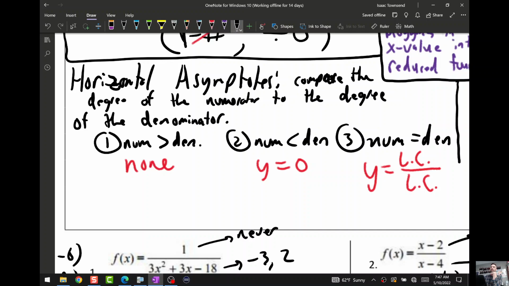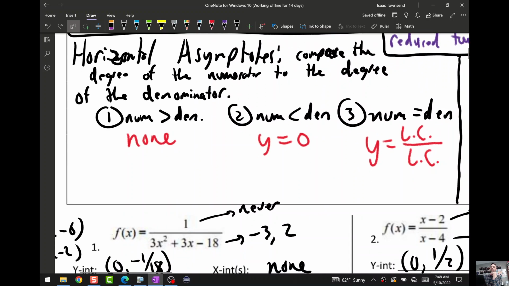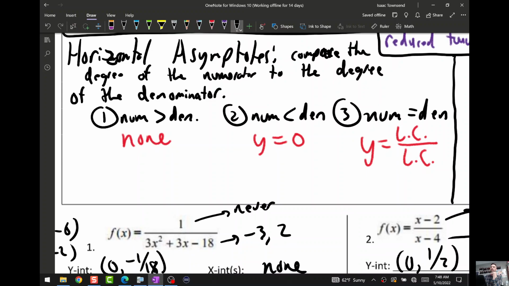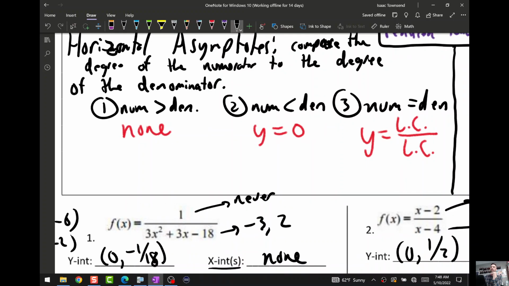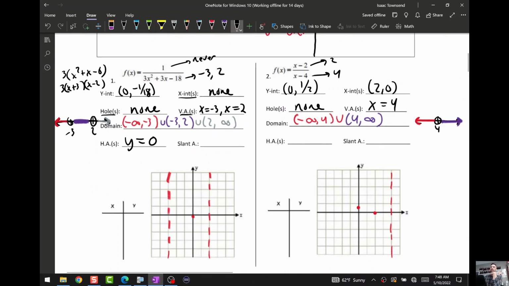Now, it's kind of a mouthful to say all 3 of those rules, but it's pretty easy to apply once you know them. So we'll knock out all of these very quickly. Looking at question 1, the degree of the numerator is 0 because there's no x's. The degree of the denominator is 2. And because I know the rules, if the degree of the denominator is bigger, the horizontal asymptote is y equals 0. Doesn't require any more or any less thought.